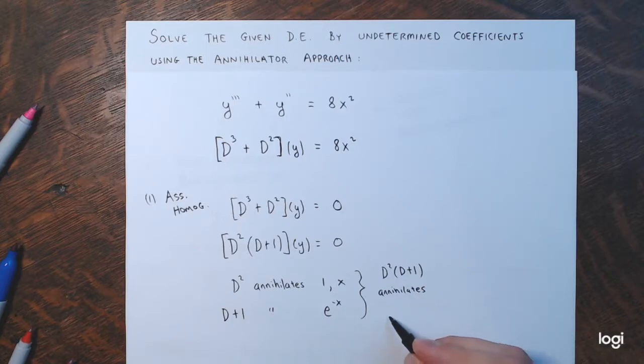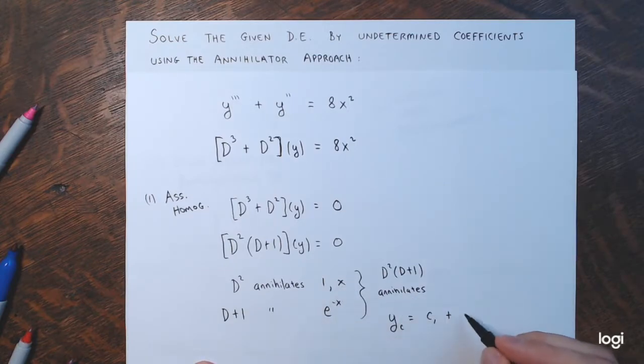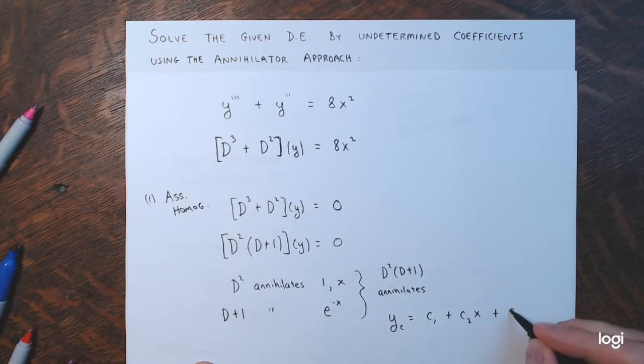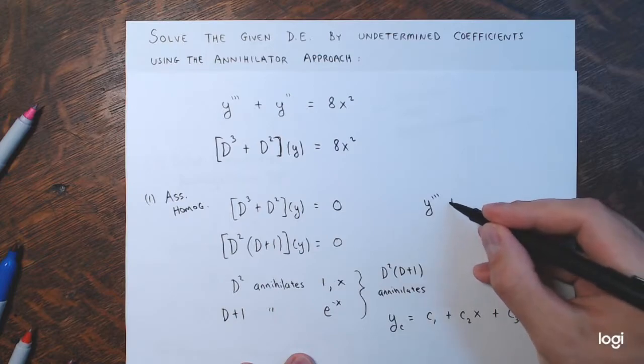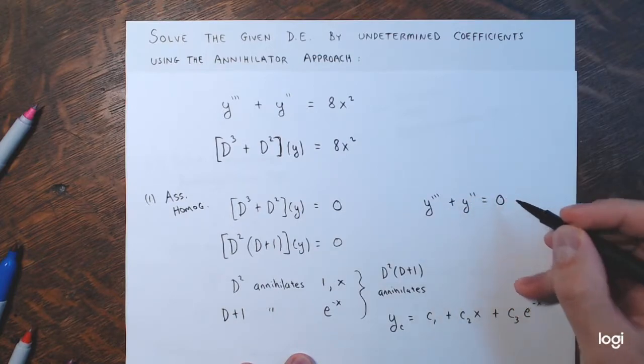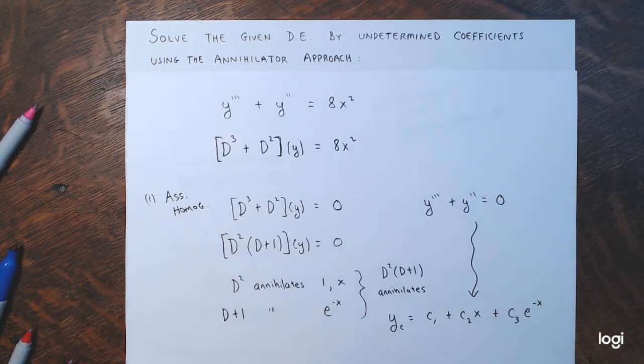the following y, and this is going to be the complementary function, the general solution to this associated homogeneous equation. y equals some constant c1 times 1, plus some constant c2 times x, and then plus some constant c3 times e to the negative x. So there's the general solution, the complementary function, to y triple prime plus y double prime equals 0.